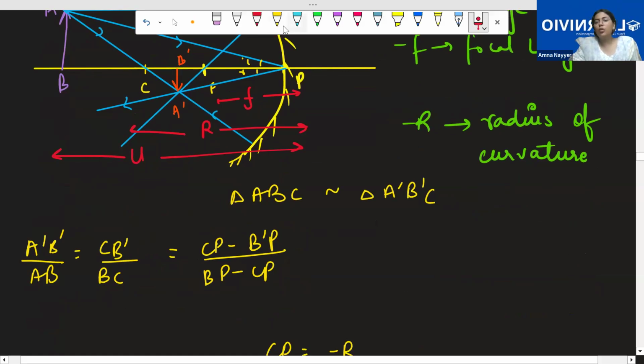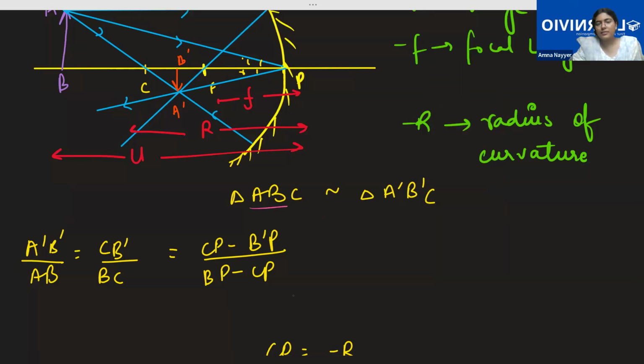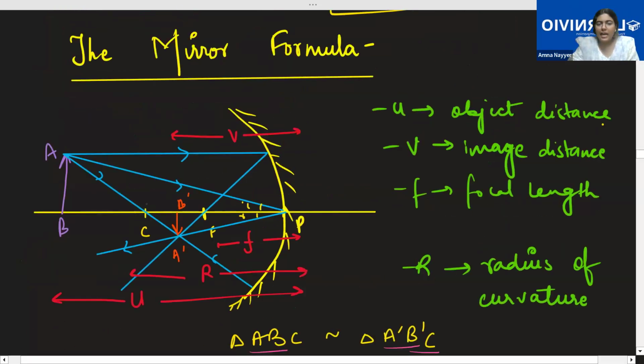Now, one thing for those who do not know or have forgotten: when you take this, AB is there, A dash B dash is there. So when you divide these two, they will be equal to the ratio of A dash C and AC. Means two similar sides will come in the denominators and numerators. Like if I take AB from here, I can take A dash B dash in the denominator.